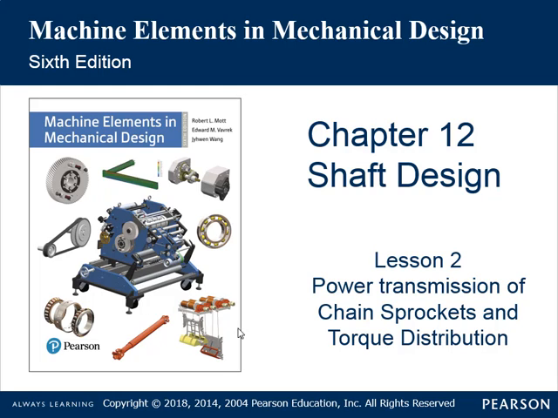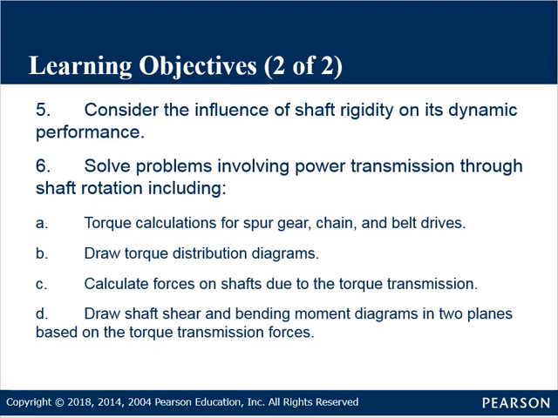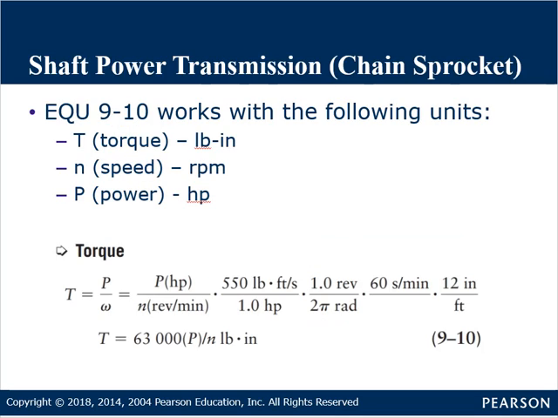This is the second lesson in Chapter 12, Shaft Design. We're going to talk about power transmission of chain sprockets and flat belt pulleys. So we have our learning objectives again. Again, for the chain sprockets, we're using the same torque equation as we did in Chapter 9. This one right here, it's the same one we used for the gear equations.